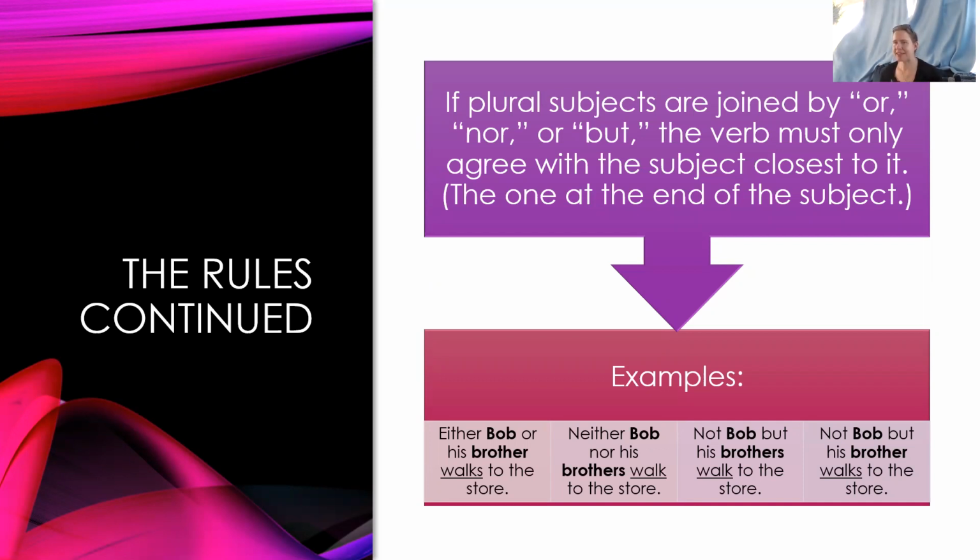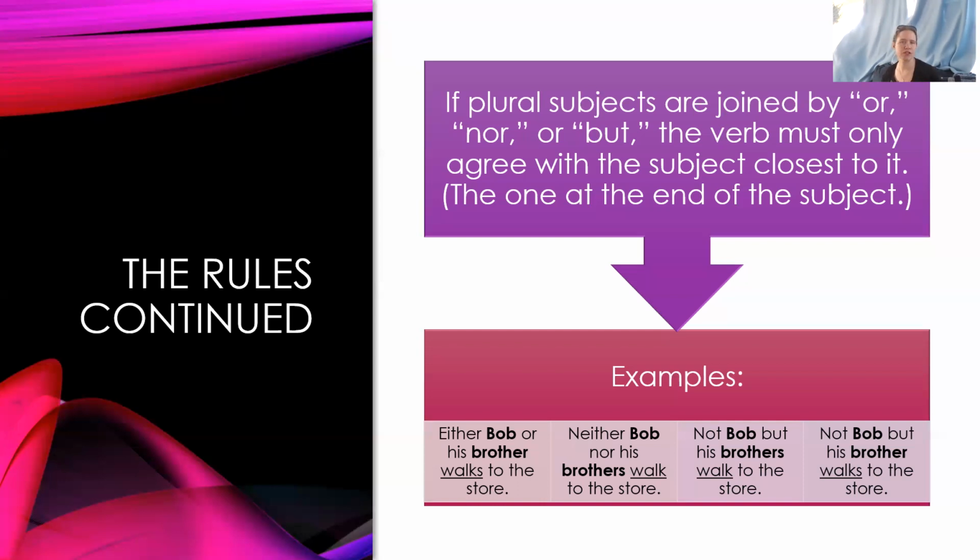Let's take a look at each example for this one. Either Bob or his brother walks to the store. Because brother is closest to the verb, that's the word that you'll use to determine if the verb gets an S or no S. Neither Bob nor his brothers walk to the store.